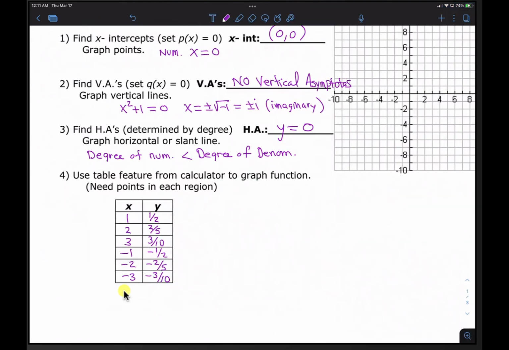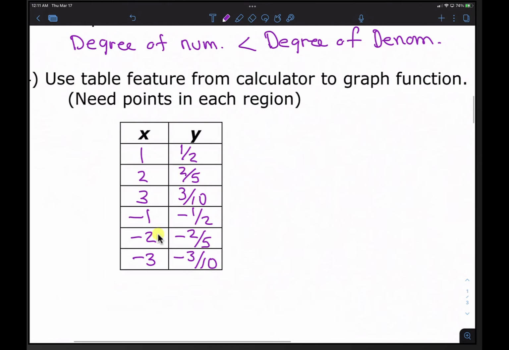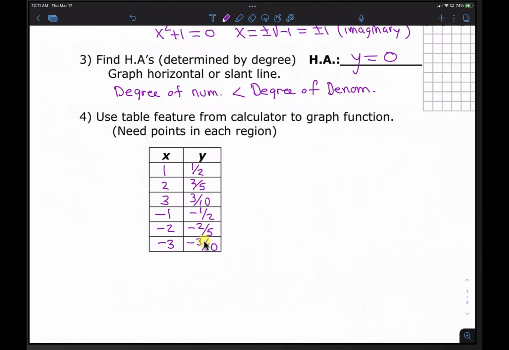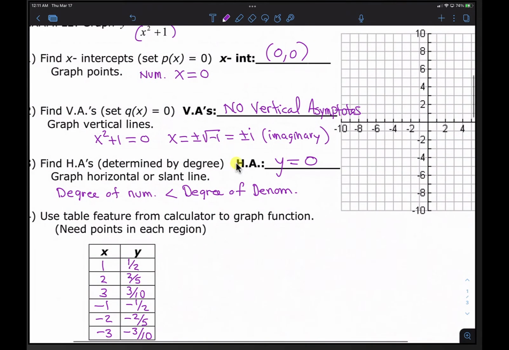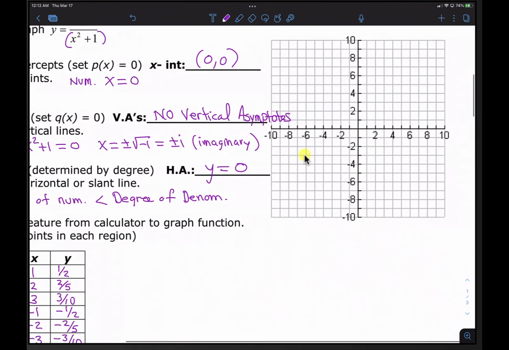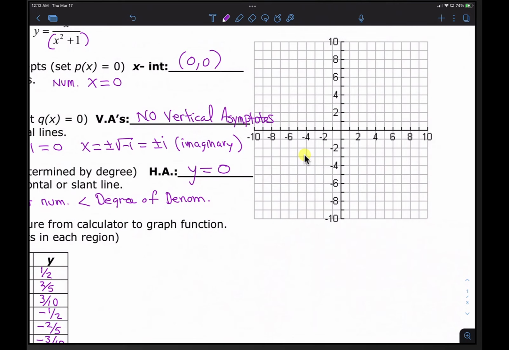All right, now we're going to take the values that we have from the table along with the x-intercept, which is at (0, 0), and we're going to plot these points and draw the curve.